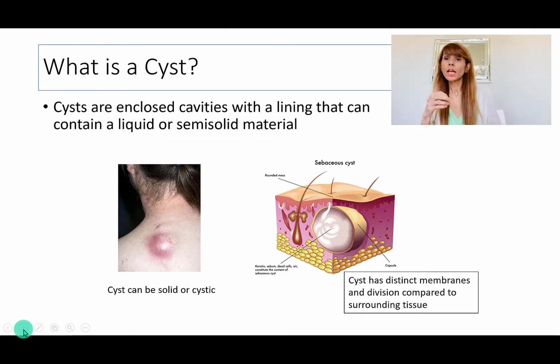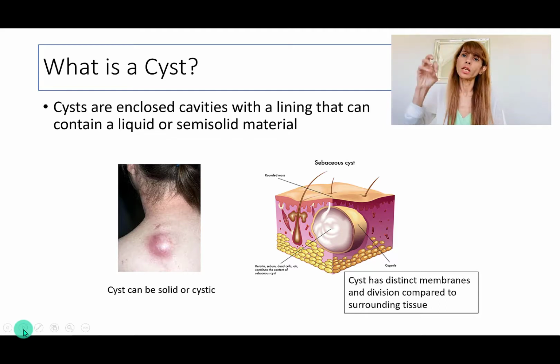So cysts are basically enclosed cavities that contain a liquid or semi-liquid material, and cysts are going to basically involve all the layers of the skin, not just the superficial layer. That's how we differentiate between the cyst and the nodule.